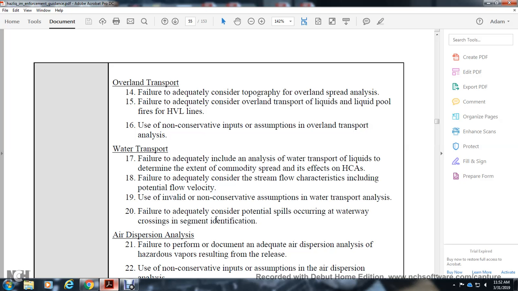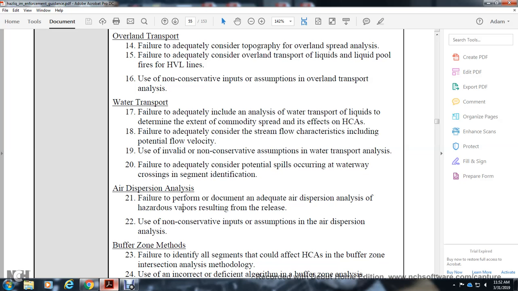of the commodity spread and effect on the high consequence area. 18. Failure to adequately consider the treatment of the flow characteristics, looking at potential flow velocity. 19. Use of invalid, non-conservative assumptions in the water transport analysis. 20. Failure to adequately consider the potential spill occurring in the waterway crossing segment identification.